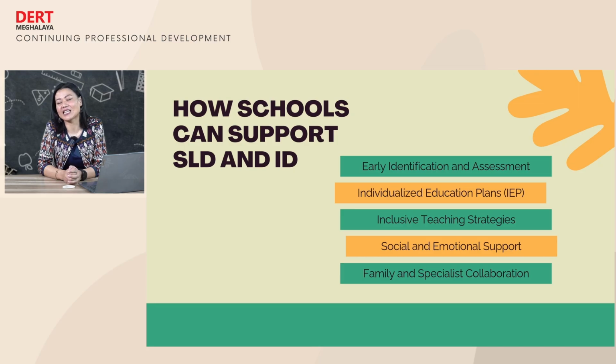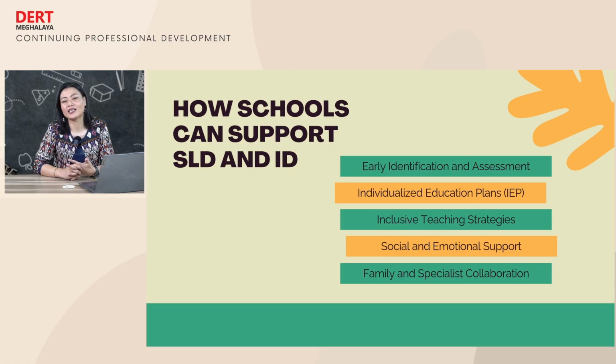Early intervention and assessment. Teachers' observation plays a critical role. Use screening tools and collaborate with psychologists. Individualized educational plan. In every IEP, it is important to set clearly defined academic, social and behavioral goals. The IEP should be reviewed and updated regularly.